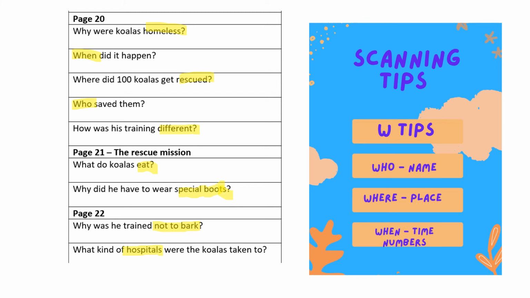And if we're asked who, we're not going to drag our finger down looking for the word who. We're actually going to look for somebody's name. So that's an important tip with scanning, to look at those W questions. If you're asked where, you're going to look for a place.